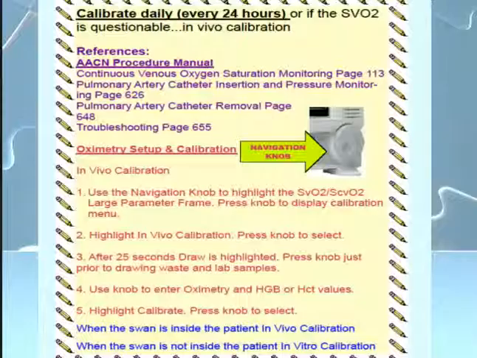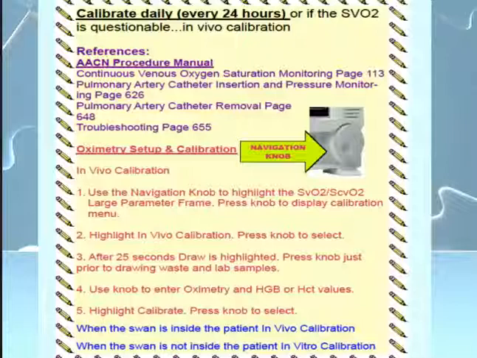Now when we talk about your SpO2 Swans, this little guy I made, and he is attached to, I believe, every SpO2 monitor, but it's just a quick sheet. You are supposed to calibrate your SpO2 Swans every 24 hours, and you do an in vivo calibration. In vitro calibration is if the Swan is outside of the body, like for example, if you're getting ready to put one in at bedside or something like that.